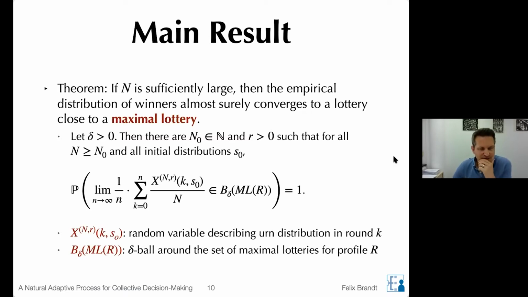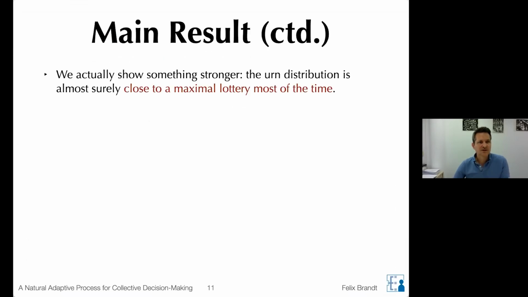Let me try to give you some more insights into our results. This statement is about the time average of urn distributions, and it still leaves the possibility that the distribution in the urn is never close to a maximal lottery because it cycles around a maximal lottery with a fixed or maybe even increasing distance. So what we actually show in the paper is a stronger statement. I just wanted to show you this one first because it's easier to digest. What we show in the paper is that the urn distribution is almost surely close to a maximal lottery for most of the time.